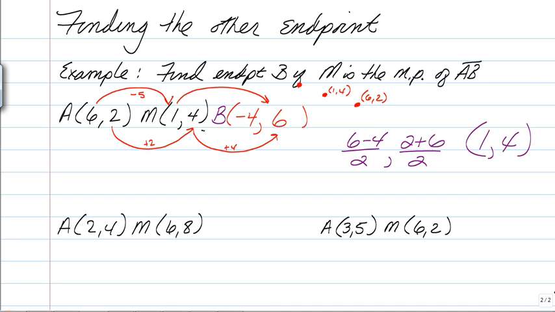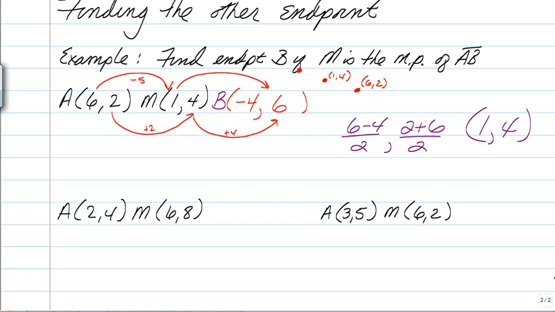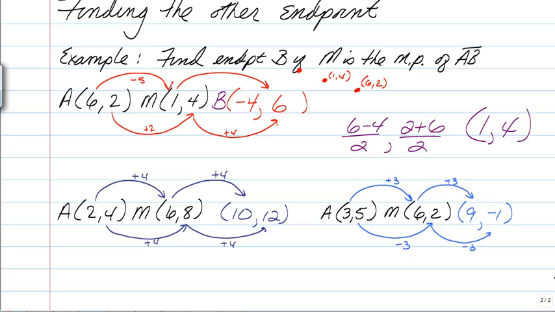So if you want to take the time to double check your answer, you go right ahead. Otherwise, you just have to make sure, remember, a midpoint is right in the middle of 2 points. The midpoint should be equidistant from points A and B. So why don't you pause the video and try the next 2. I want you to find the other endpoint, so the endpoint B for these next 2 examples. Give it a try. You should have 10, 12, and you should have 9, negative 1.